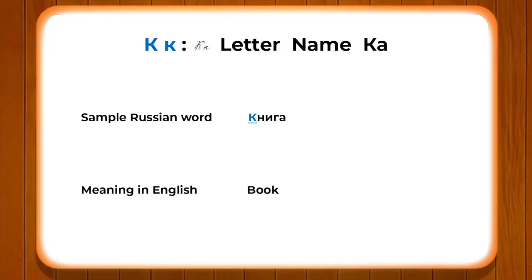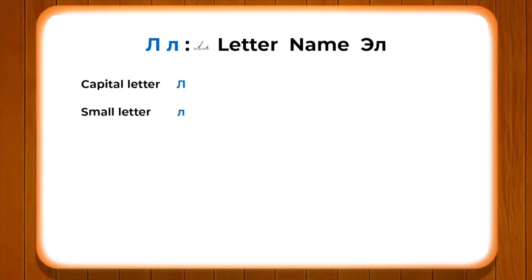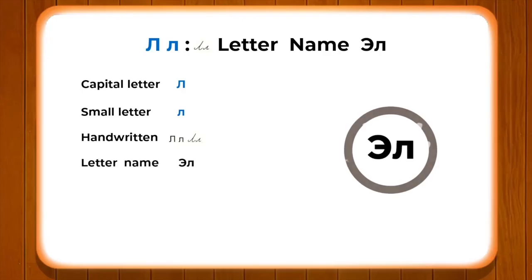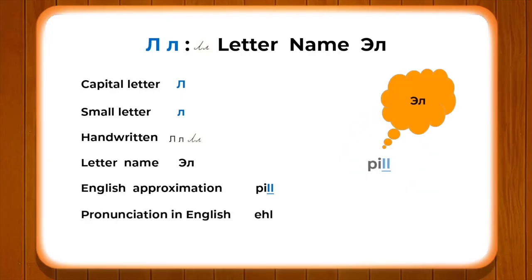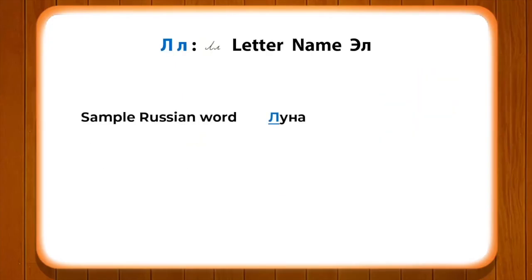Alright, now let's understand the further sounds of the letters. Here we have the letter l. As an English approximation, we have used the word pill. The sound of ll in pill resembles the sound of the letter l. A sample Russian word where we have this particular letter is luna, which means moon.